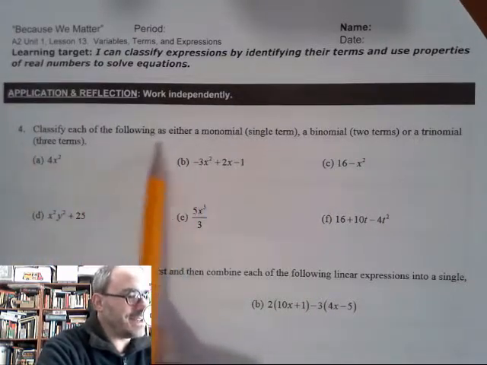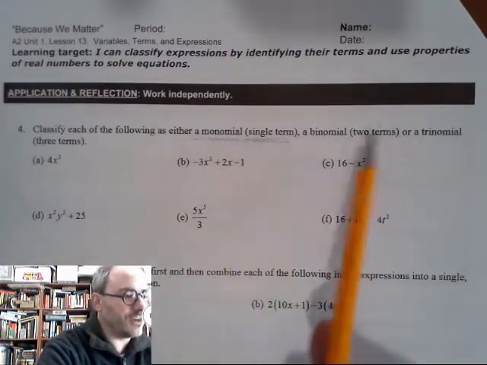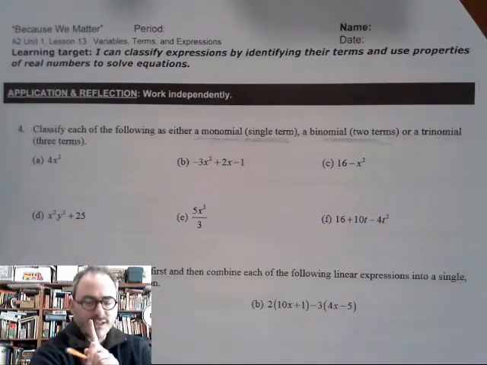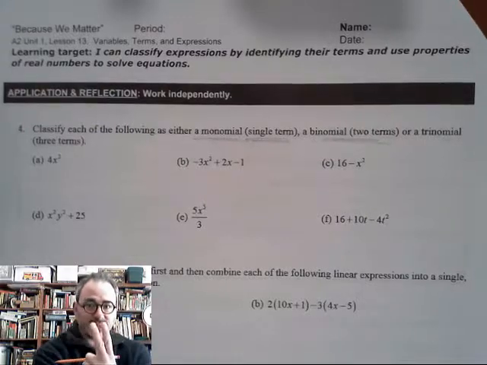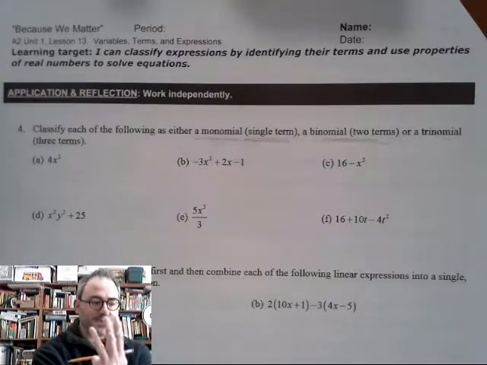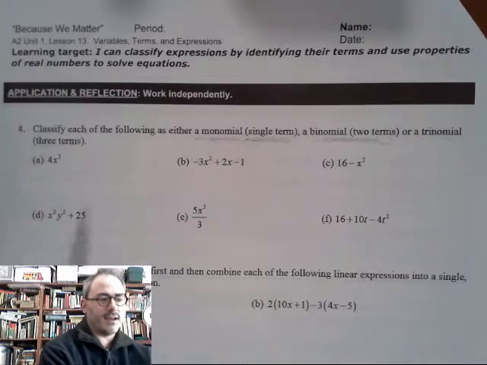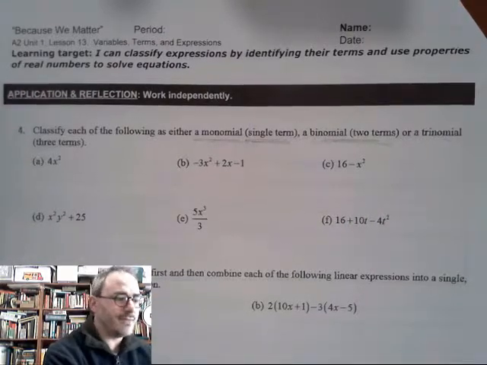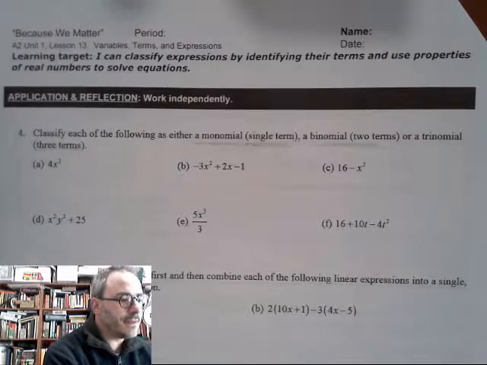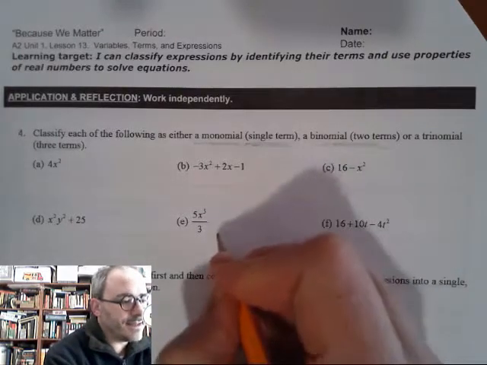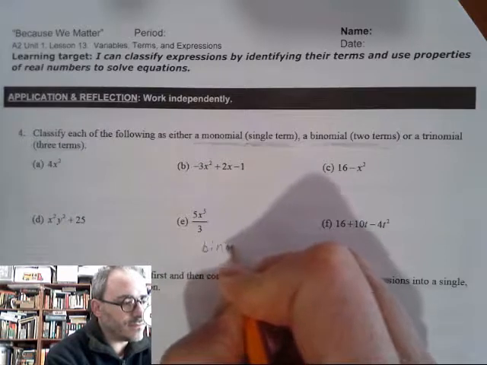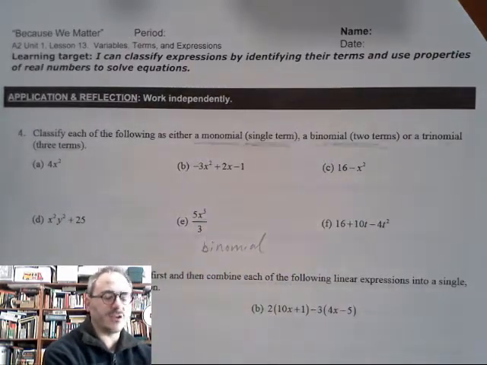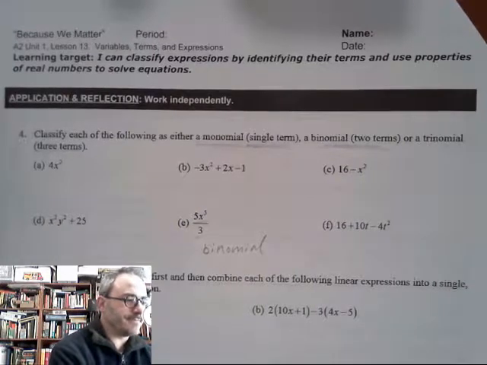All right, classify each of the following as either a monomial with a single term, a binomial, or a trinomial. So if it has one term, it's a monomial. If it has two terms, it's a binomial. If it has three terms, it's a trinomial. Like for instance, I'll do two of these. This one is a binomial, because I have one expression up here, I have another expression down there.